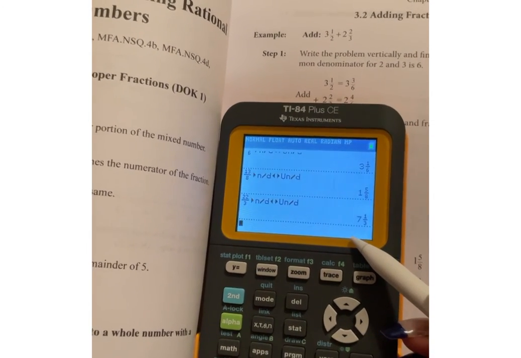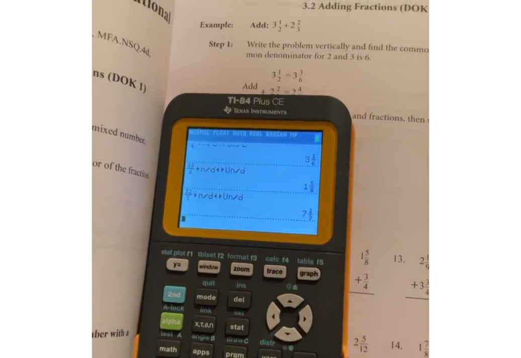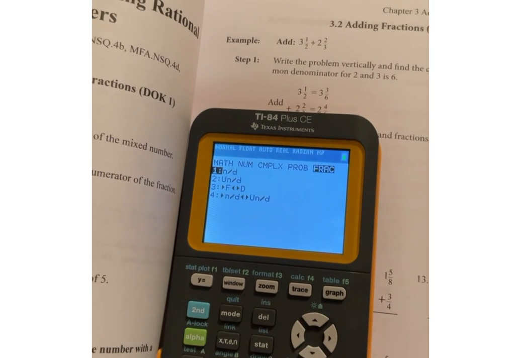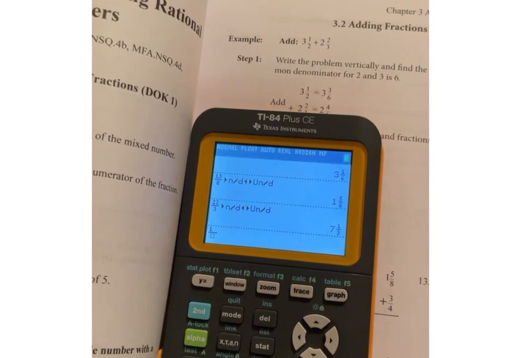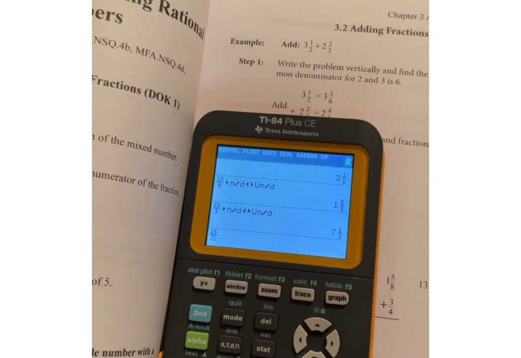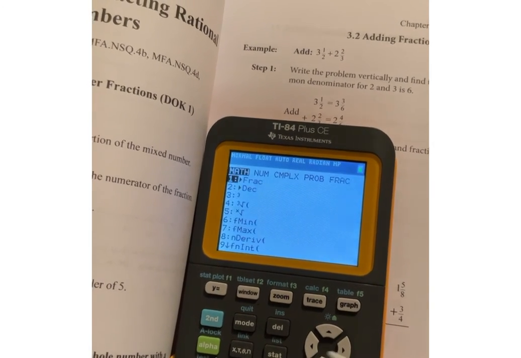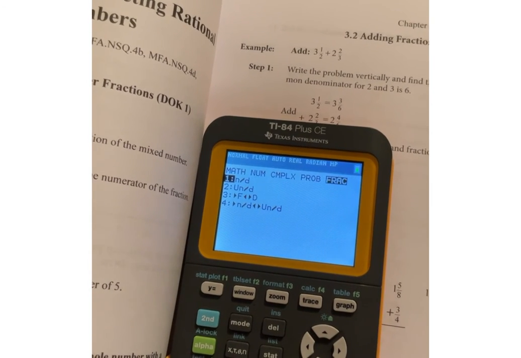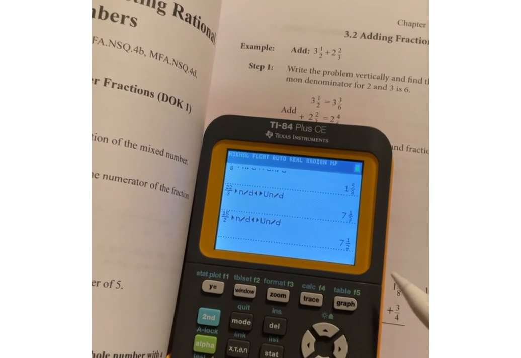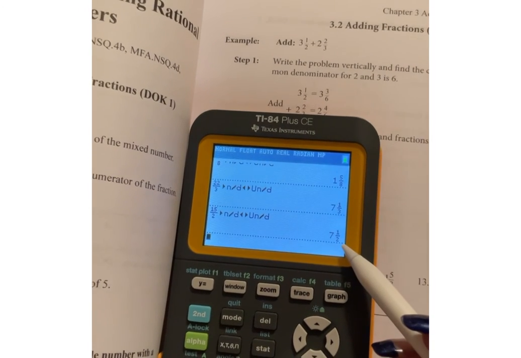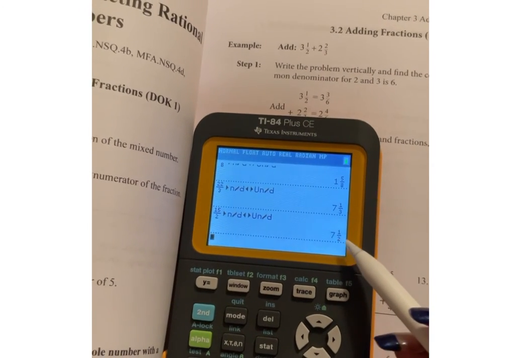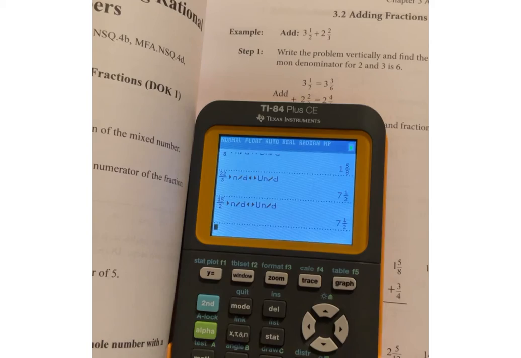We're on number 11. 15 divided by 2, so let's do our fraction. 15 at the top, 2 at the bottom, arrow over, math, arrow backwards, 4, enter. So we get 7 1/2 here as well.